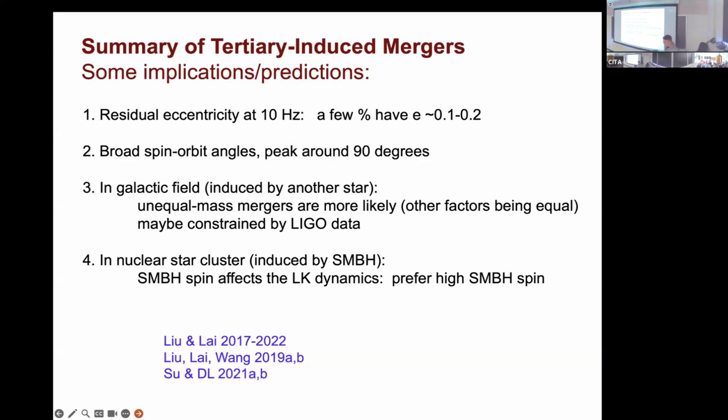Now, this may be constrained by LIGO data already. And if you are talking about binaries around a supermassive black hole, in that case the tertiary is a supermassive black hole, and there's some additional GR effect associated with the spin of the supermassive black hole that can enhance the probability of merger. So the spin of the supermassive black hole can actually affect the dynamics. So that's some of the implications.